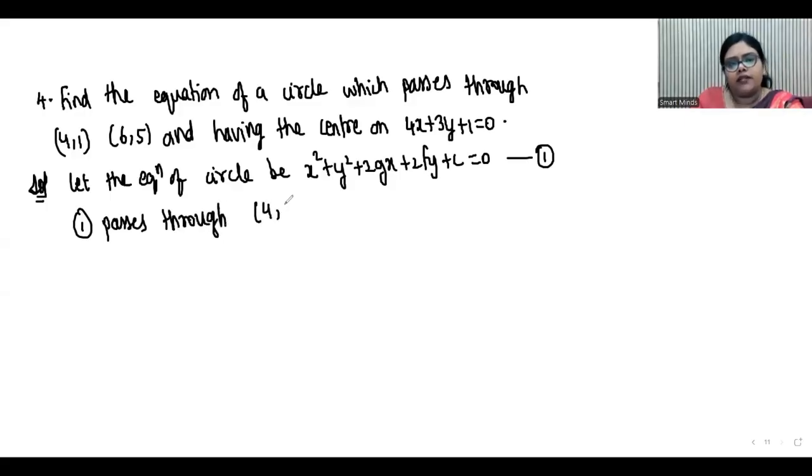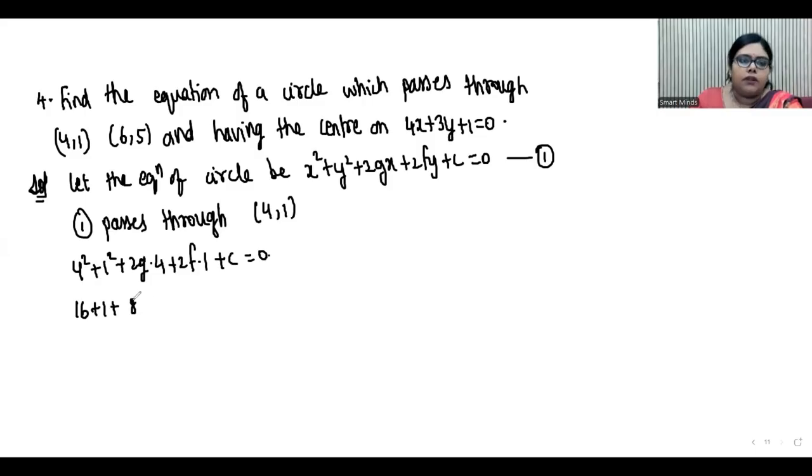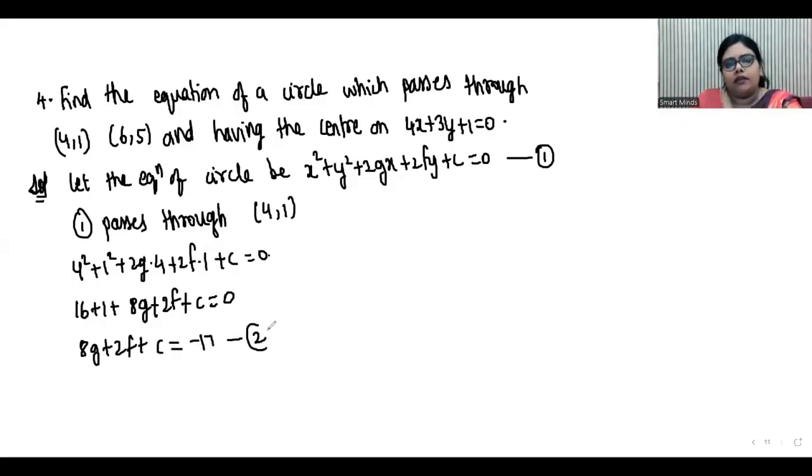Now equation number 1 passes through the first point, that is 4, 1. So 4 square plus 1 square plus 2g into 4 plus 2f into 1 plus c equals to 0. What did we do here? In equation number 1, we substituted x as 4 and y as 1. So you got 16 plus 1 plus 8g plus 2f plus c is 0. So 8g plus 2f plus c is equal to minus 17. Equation number 2.